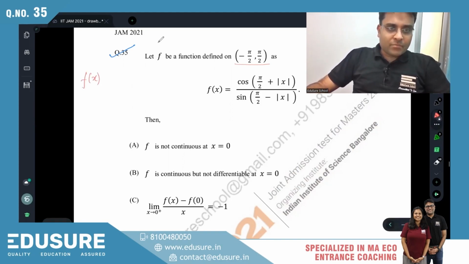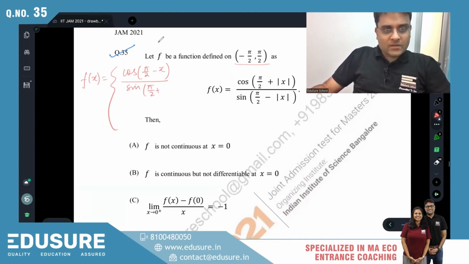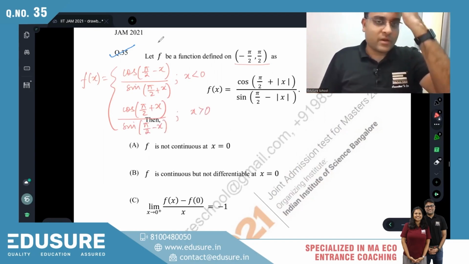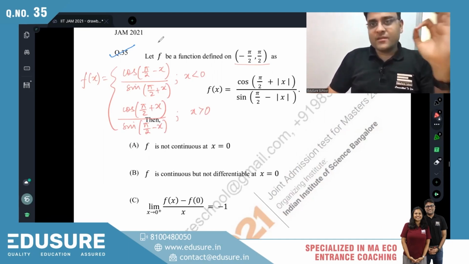There will be a positive value of x and a negative value of x, and this basically becomes cos(pi/2 minus x) divided by sin(pi/2 plus x) when x is negative, and this is cos(pi/2 plus x) divided by sin(pi/2 minus x) when x is positive. Okay, now let's understand whether this is continuous or not.